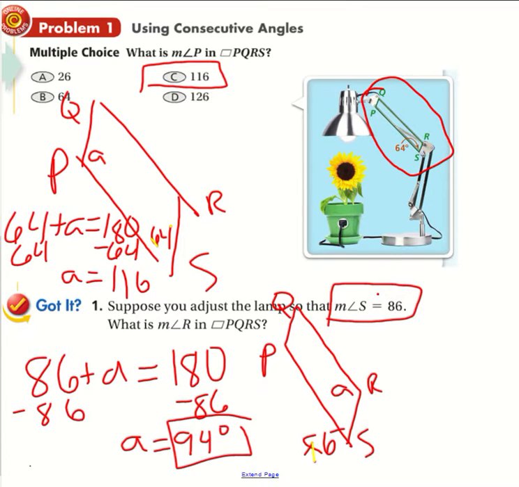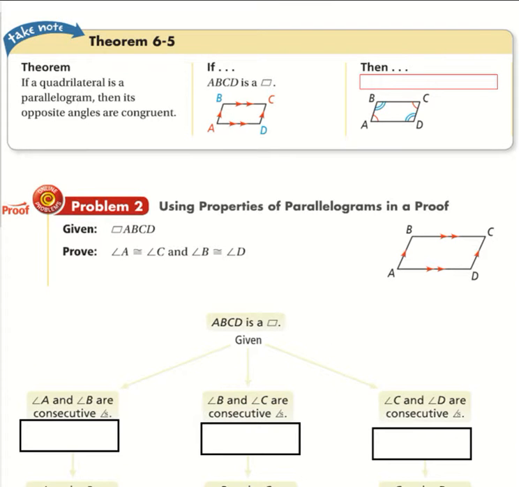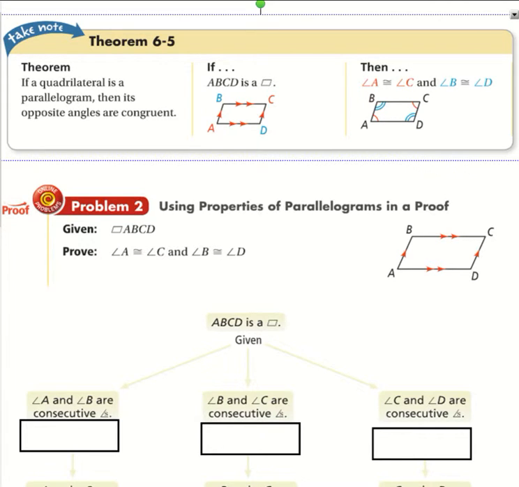Degrees. So the measure of angle R is 94 degrees. Alright, here's another theorem. It says if a quadrilateral is a parallelogram, then its opposite angles are congruent. So it's saying that if ABCD is a parallelogram, then angle A is congruent to angle C, and angle B is congruent to angle D. So opposite angles, once again, are congruent.